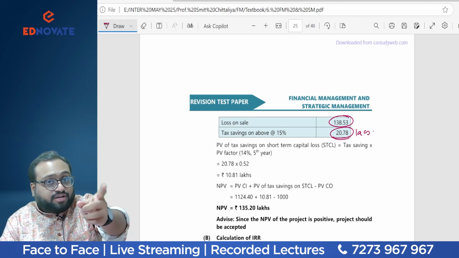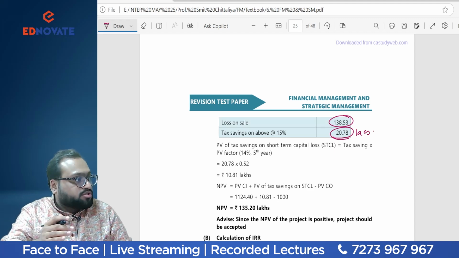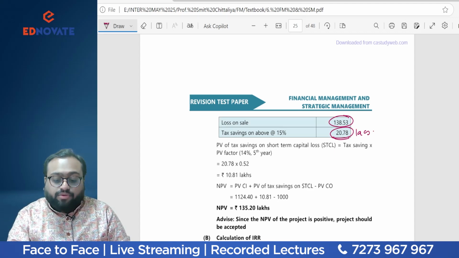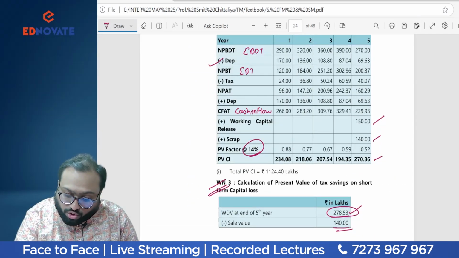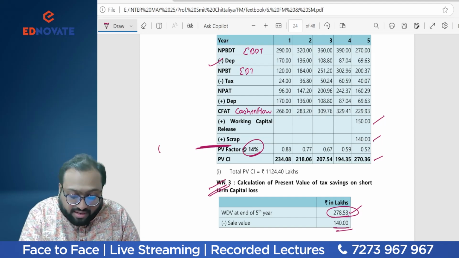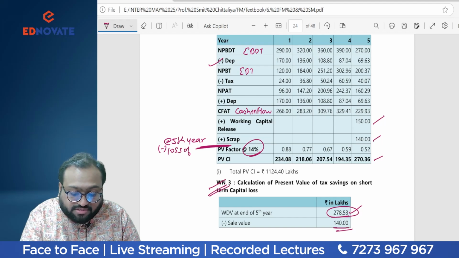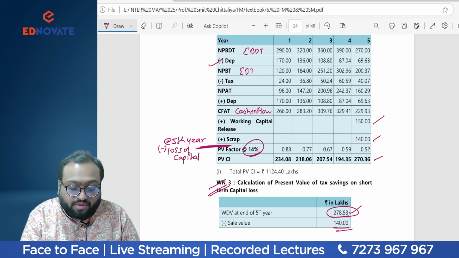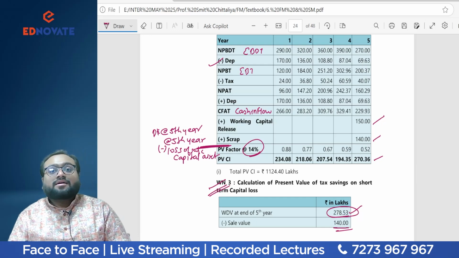Either reduce it from the cash inflow of the last year, the way you add working capital and scrap value, or you can reduce the loss in the last year, or you can add to the NPV. My suggestion is, just before or after the scrap, you write down the loss. At the end of the 5th year there will be a loss on sale of capital asset, and you take the discounting factor of the 5th year and your work will be done and you will get the right NPV.